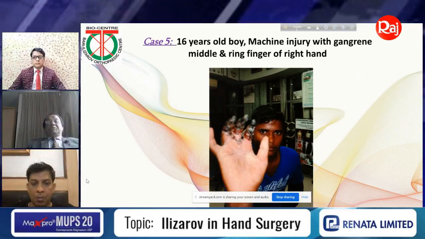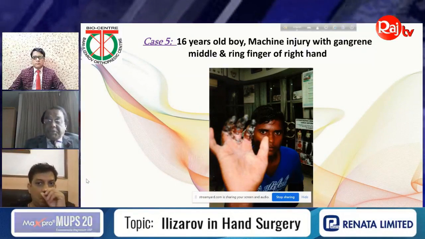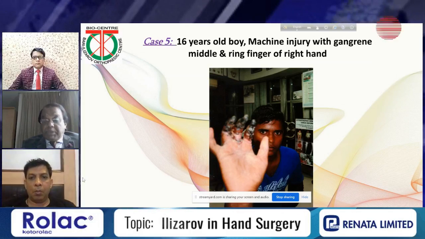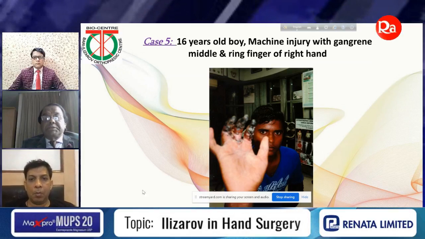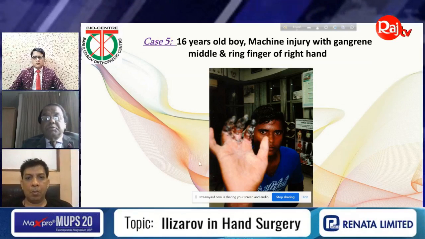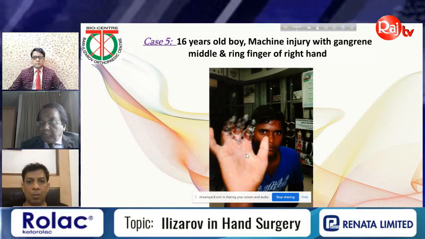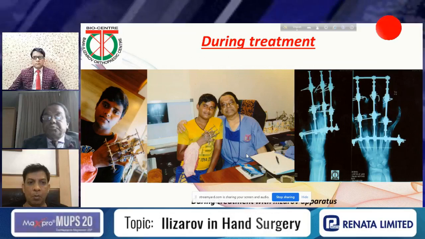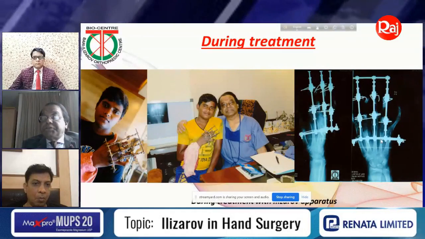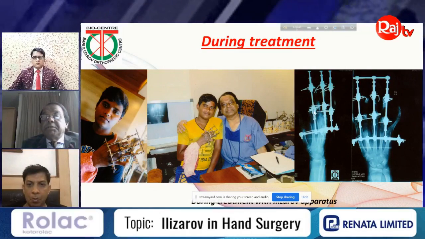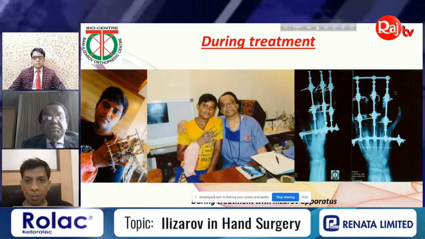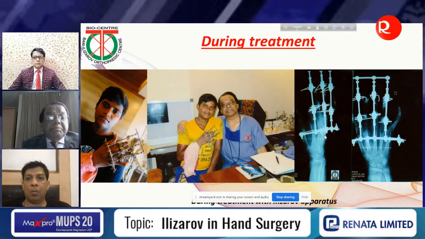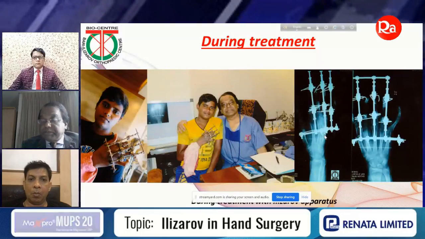Now, 16 years old boy, again machinery injury with gangrene of the middle and ring finger of the right hand. Look at this. So, if this situation came to my center, then what I have done, put mini Ilizarov, one arch here, and these are the fixation, and then you see in the same sitting, not that I have amputated all the cases, no.